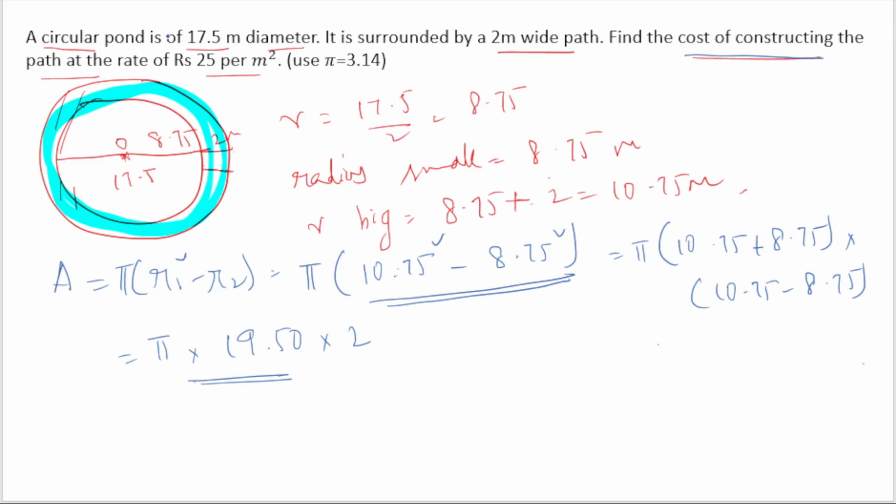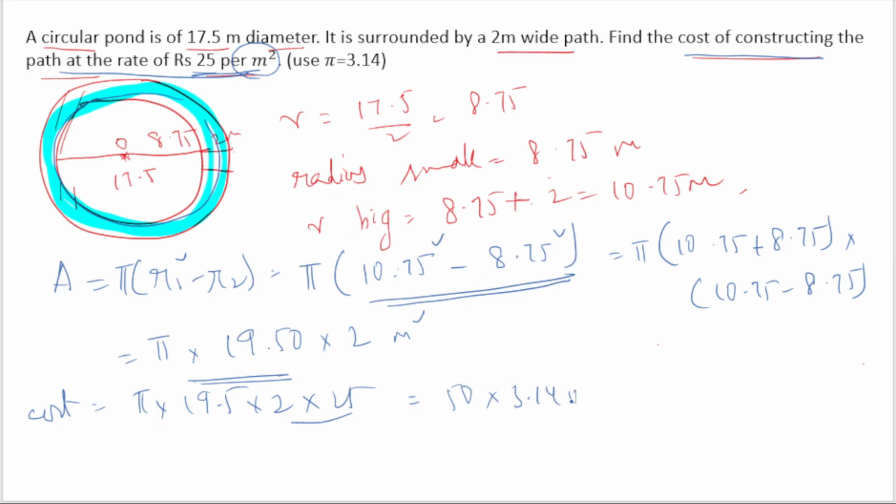We have to find the cost of constructing the path at the rate of 25 per meter square. So the cost of this path is what? If per meter square the cost is 25 rupees, for this many meters square, what is the cost here? It is pi into 19.5 into 2 into 25. 25 into 2 is 50 into pi value is 3.14 into 19.5. If you simplify, you will get the answer as 3061.5 rupees. Okay, next one.